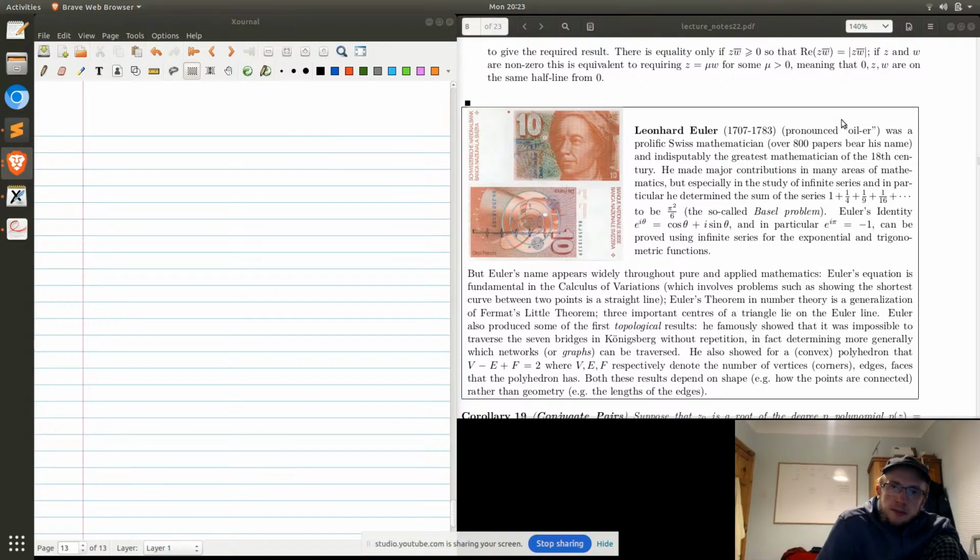Leonhard Euler, 1707 to 1783, was a prolific Swiss mathematician. Over 800 papers bear his name.